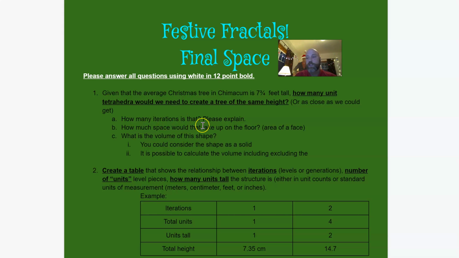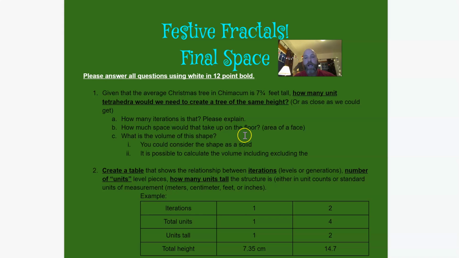How many iterations is that? Remember, an iteration is a generation. Like here's 1, this is our first one. Here's 2, here's the second iteration. Here's 3 iterations. So that's what that means, and so you've got to figure that out. The math is not that hard. This shouldn't take you very long, but it's really fun to think about.